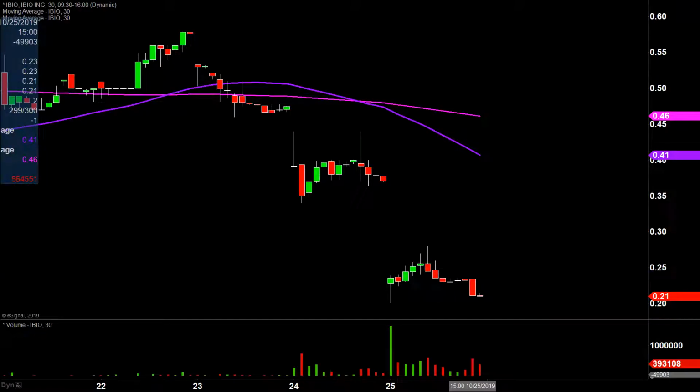Not to state the obvious or rub salt in the wounds or anything like that, but quite the crazy mover today. Not only from the price action point of view, but you look down here at the volume and a whole lot of volume on the day. So let's map out some levels of support and resistance going forward.